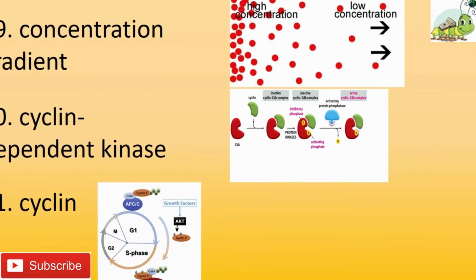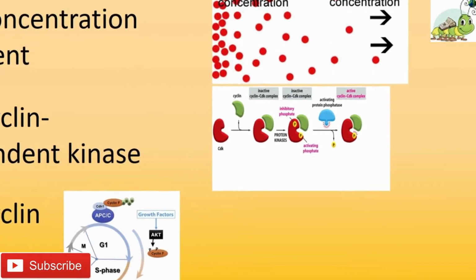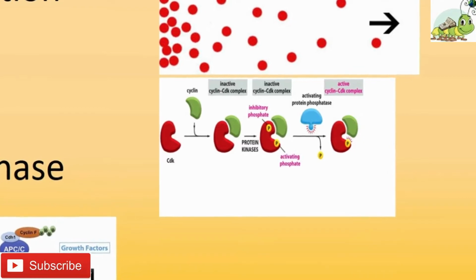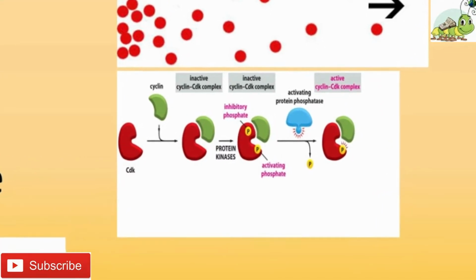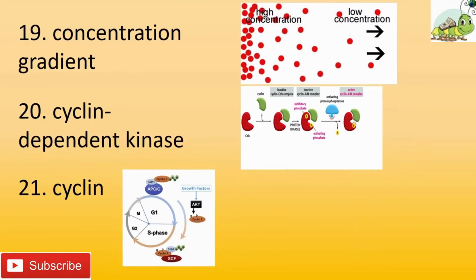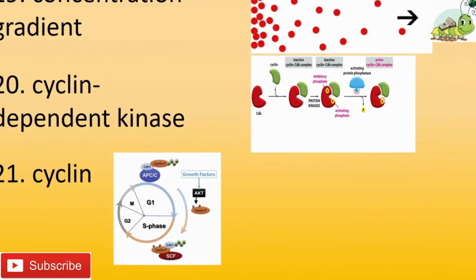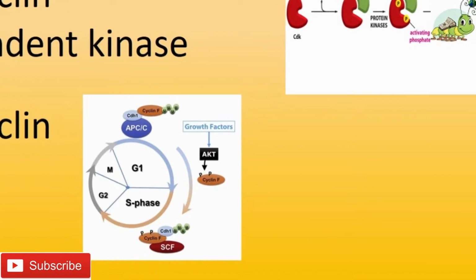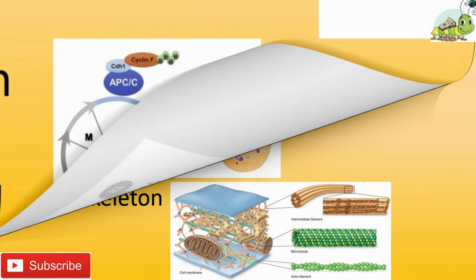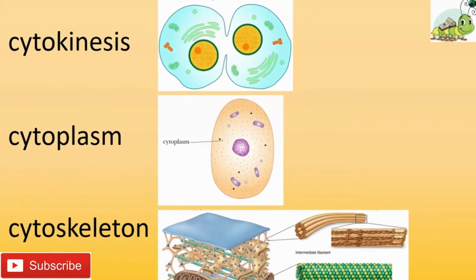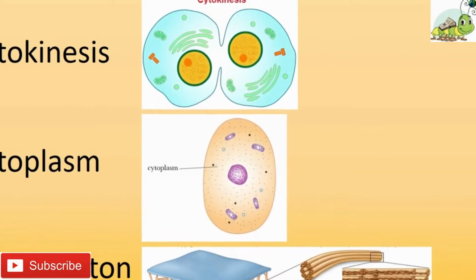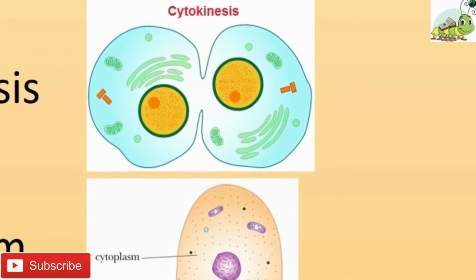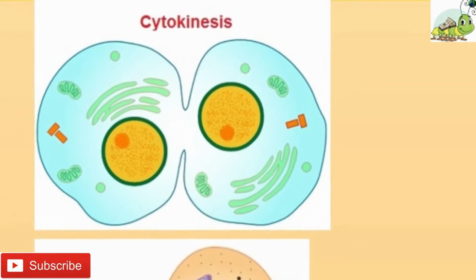Point number 20. Cyclin dependent kinase, CDK. One of a group of enzymes associated with cyclins that help them perform their functions. Point number 21. Cyclin. What is cyclin? One of a group of proteins that function in the progression of the cell cycle. Point number 22. Cytokinesis. Final stage in cell division where the cytoplasm divides to form two separate daughter cells.